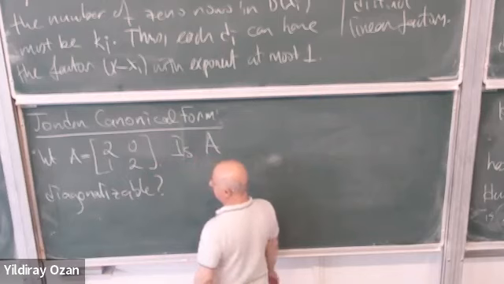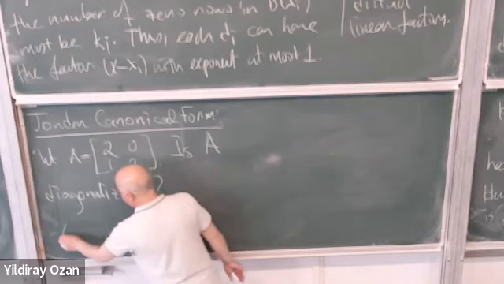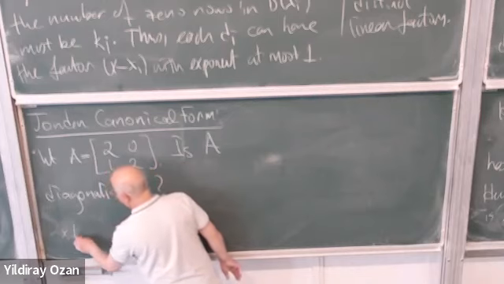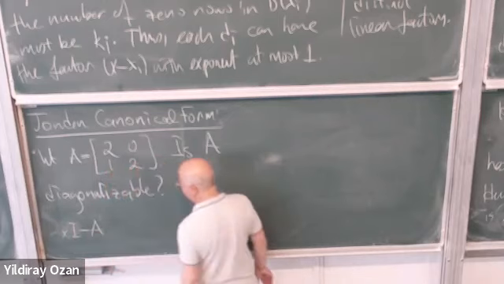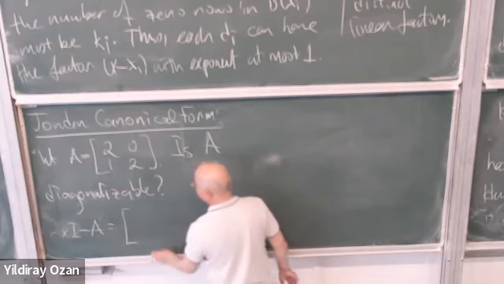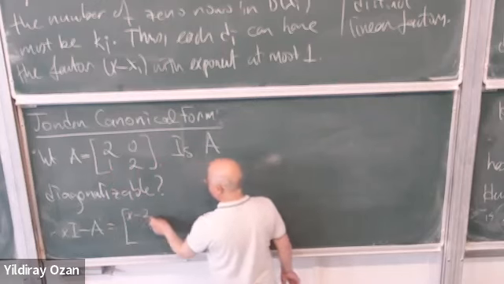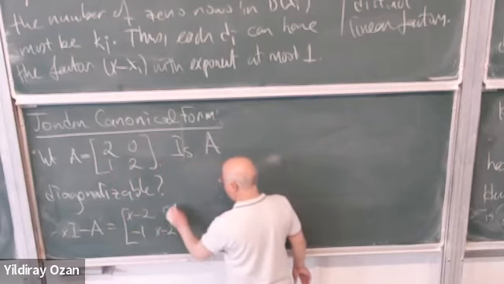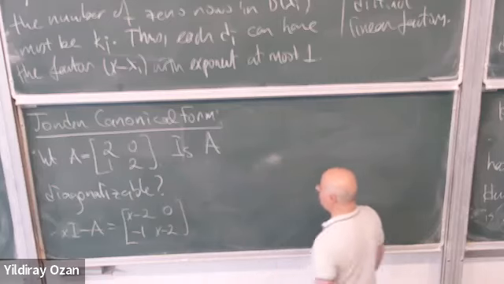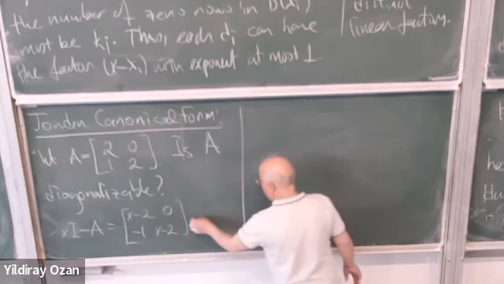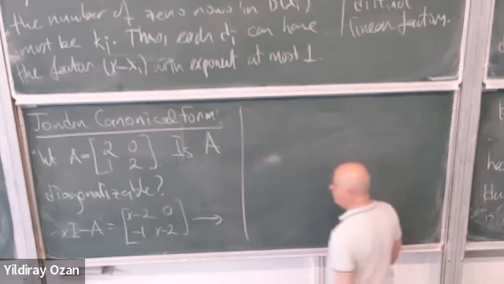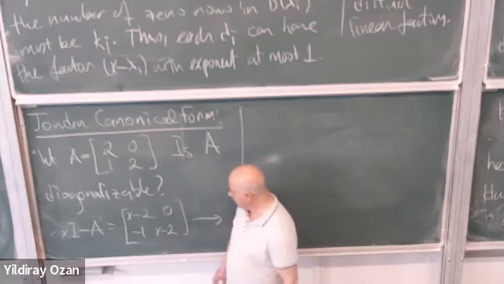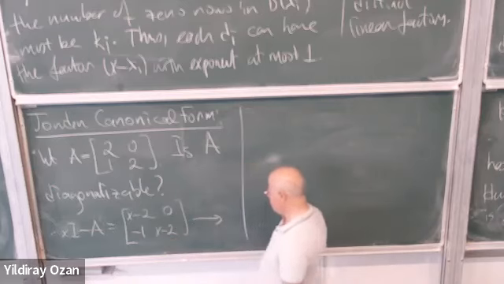So let's find the minimal polynomial of this. What we do is look at x times the identity minus A. So what is this? This is x minus 2, 0, minus 1, x minus 2, right? And then we apply some row and column operations to this.